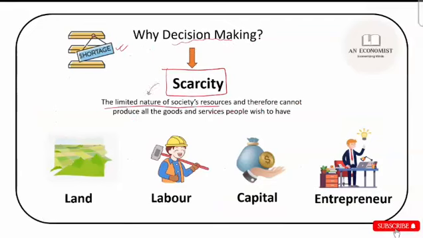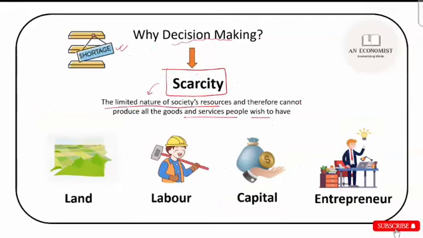Scarcity means the limited nature of society's resources, and therefore we cannot produce all the goods and services people wish to have, right? We cannot produce all the goods and services that people wish to have. I hope this is understood. That is what scarcity is. And every decision-making problem in the economy crops up due to the scarce nature of the economic resources.